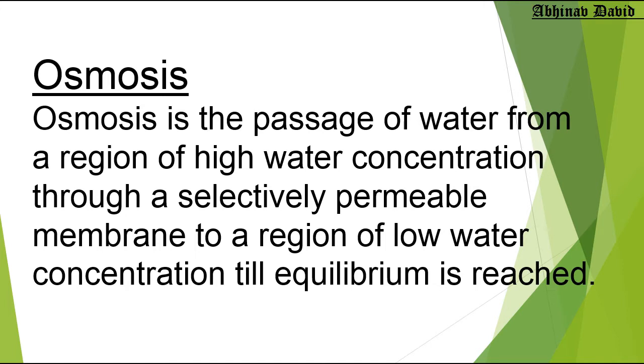Then we also revised osmosis. What is osmosis? It is the movement of water from a region of high water concentration to a region of low water concentration through a selectively permeable membrane, and it continues till equilibrium is reached. What is equilibrium? Equilibrium is the stage when the concentration of the water becomes equal on both sides of the cell membrane, means inside the cell as well as outside the cell.